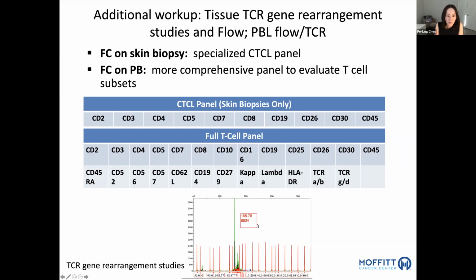So besides TCR clonality study, we also do flow cytometry in skin and blood. Not on every patient, but sometimes when the clinicians feel that it will help their diagnosis, they will send it. So this is our skin biopsy CTCL panel. This is more comprehensive. Usually we do that in blood to evaluate for T cell subsets. So what we examine is the cell surface marker expression to suggest whether we see malignant T cells in these biopsies.